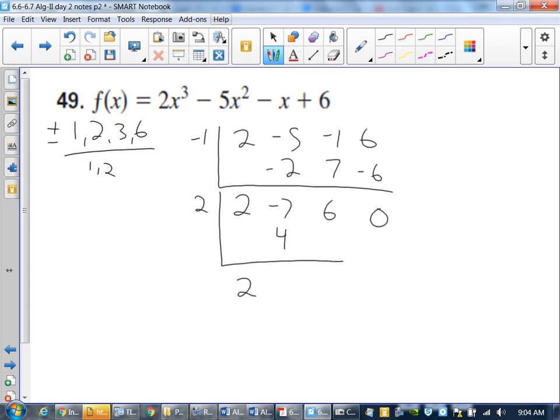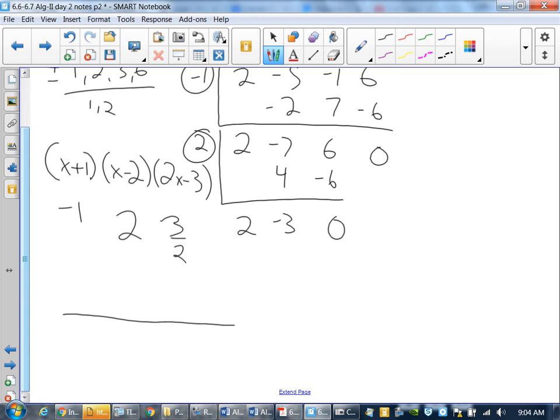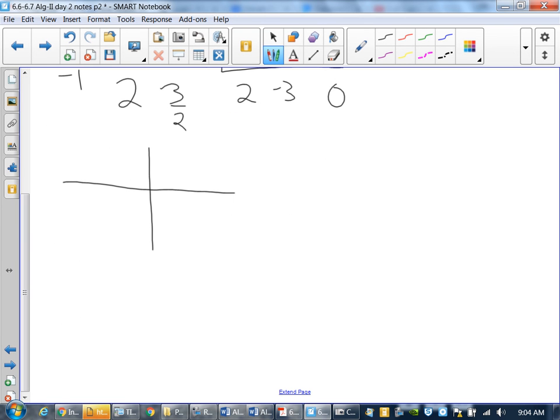So 2, 4, and there you go. So you have a 0 at negative 1, a 0 at 2. So your terms are x plus 1, x minus 2, and then this one is 2x minus 3. So your 3 zeros are at negative 1, 2, and 3 halves. Our tails are, again, down, up. And we had a y-intercept at positive 6.